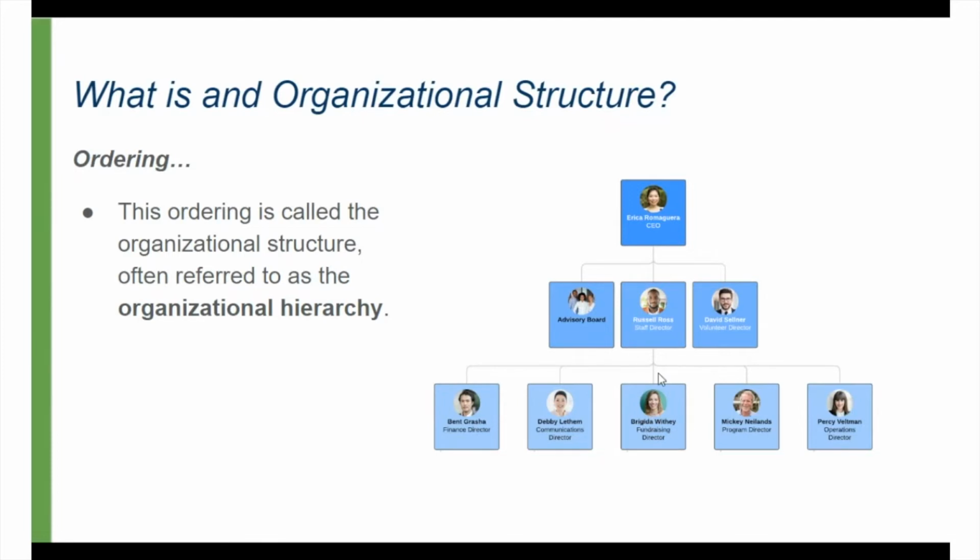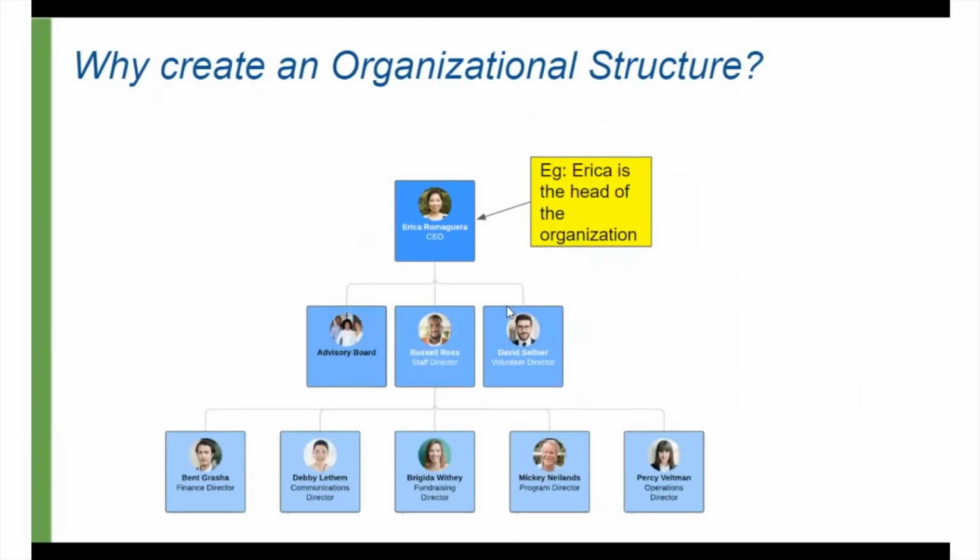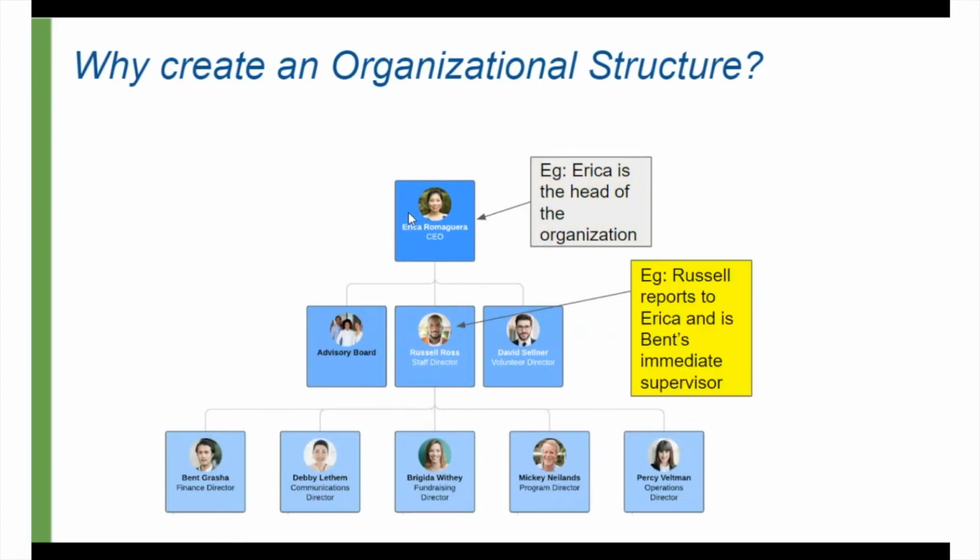So in the case here, Erica is the head of the organization. We can see that this is the top of the pyramid. We also see that Russell reports to Erica. We can see this line here. Russell reports to Erica and is Bent's immediate supervisor. Why is that? Because there is a line that goes down to Bent.